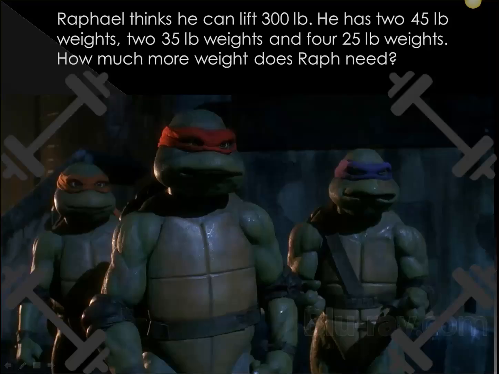So he has two 45-pound weights, two 35-pound weights, and four 25-pound weights. So that's 90 plus 70 plus 100. So we are left with 260. From 300, you subtract 260, and you're left with an extra 40 pounds that he needs to add to get to 300.